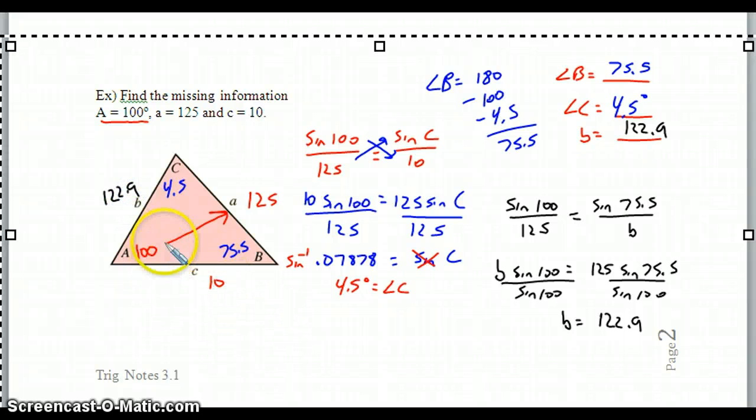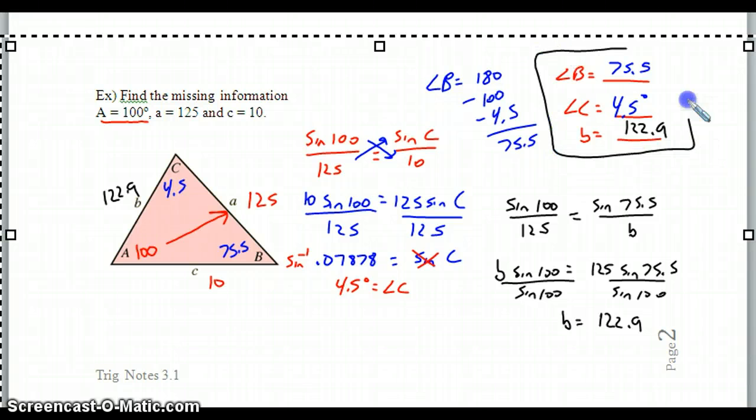Always stop and ask yourself, is my largest angle across from my largest side? Well, angle A and side A are the largest, angle B and side B are the second largest, and C and side C are the smallest. So here would be my three answers.